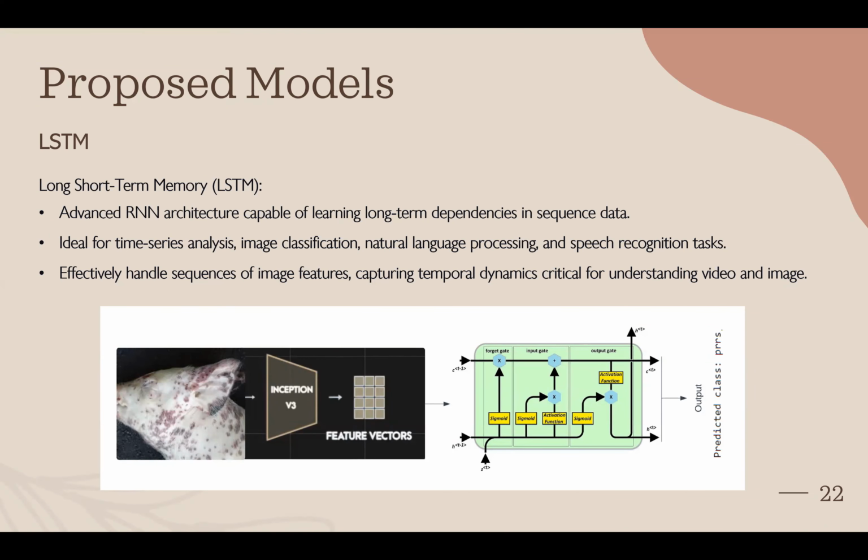Coming to the LSTM, here we are using LSTM for image classification. It's an advanced RNN architecture capable of learning long-term dependencies in sequential data, ideal for time series analysis, image classification, natural language processing, and speech recognition tasks. It effectively handles sequences of image features like pixel values, capturing temporal dynamics critical for understanding video and image data. Here in this diagram, we are passing pig images as input, followed by Inception V3 for extracting the features, and we are predicting output as PRRS.